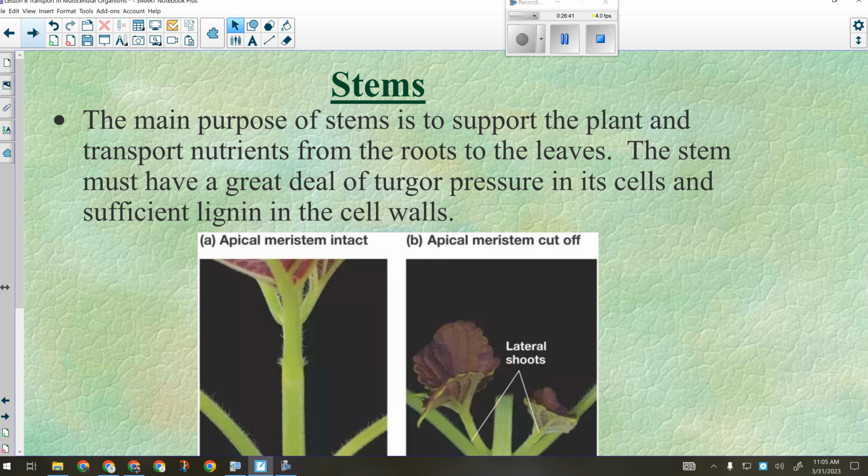Stems. Okay, so the job of the stem is to support the plant and transport water and nutrients. They can carry out photosynthesis, but it's not their primary job. The main job of the stem is conduction and support.